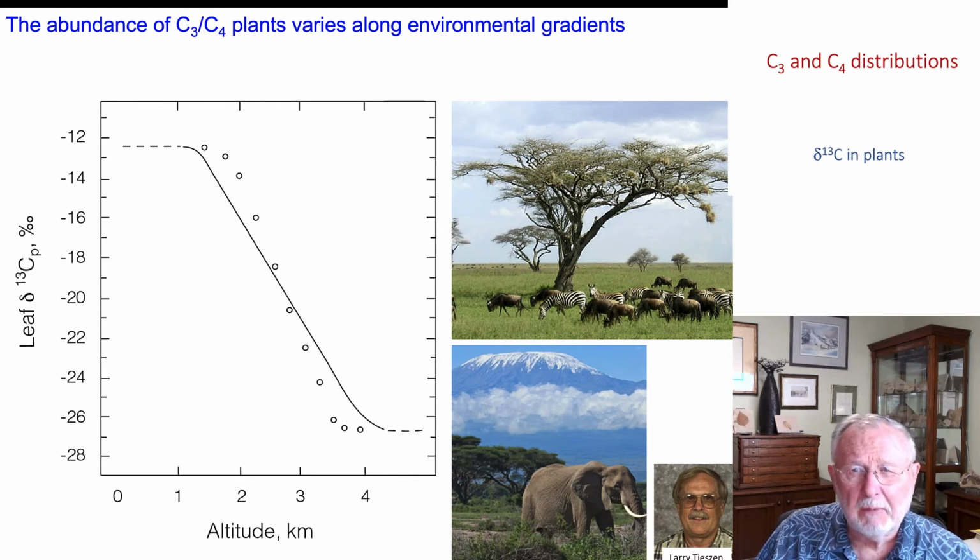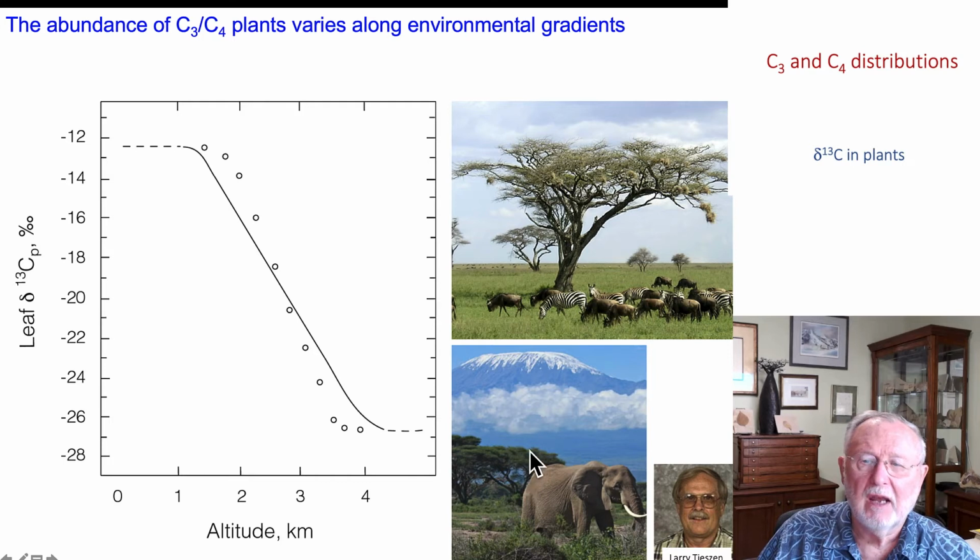One of the first people to explore the variation in C4 abundance was Larry Thiessen when he was an instructor at Augustana College in South Dakota. They would take students on a January field trip to Kenya, and there they would look at the savanna vegetation and then hike up to the top of Mount Kilimanjaro. Along the way, they would go from savanna systems to essentially a mountain grassland.